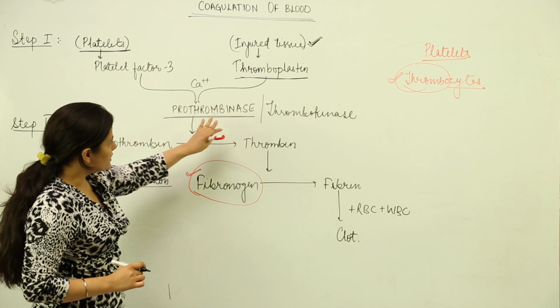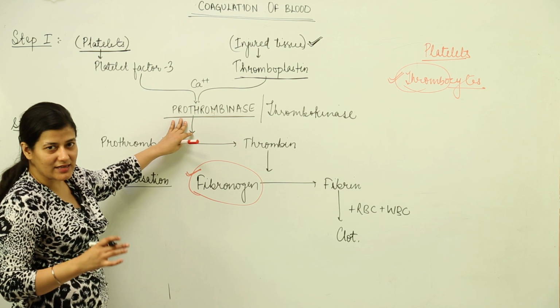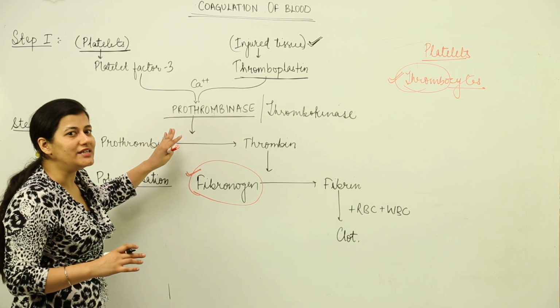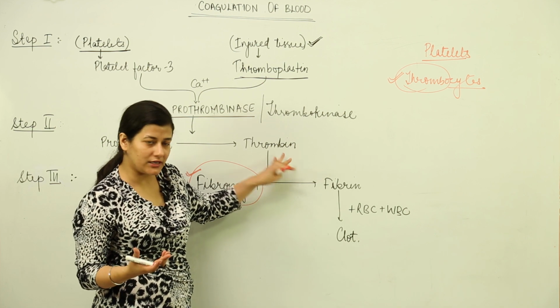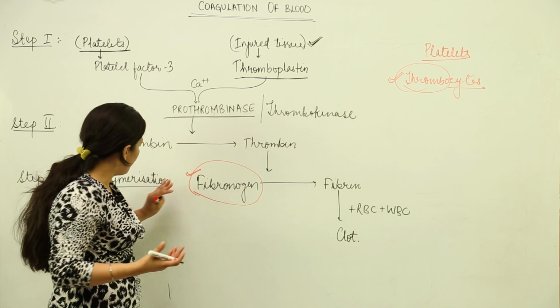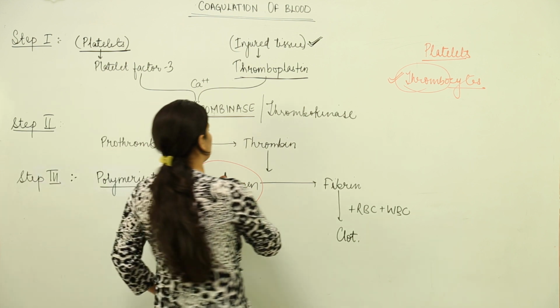Alright, now this formation of prothrombinase is very crucial because it leads to the formation of thrombin. Thrombin is again an enzymatic protein which leads to the polymerization of fibrinogen. That is part of the third step.